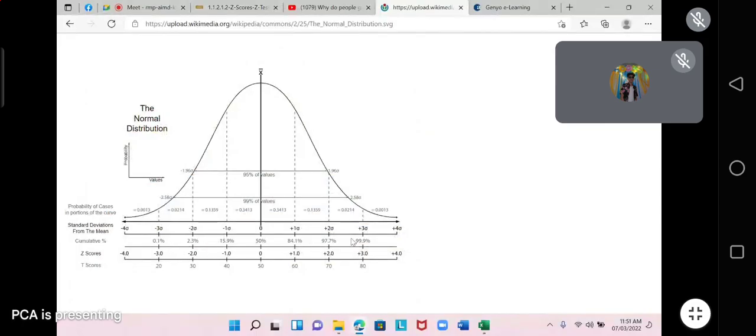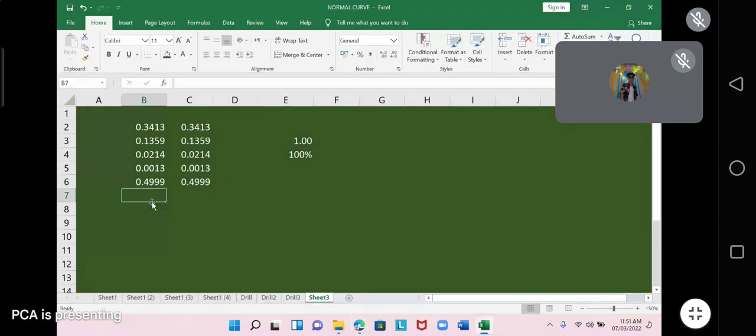What is this one, Sir Romel? It's just a partition. This curve is 1 as a whole. But if you divide it, you have 0.5 plus 0.5 in the half, which is 1. You start from 0.0013 and you increase.